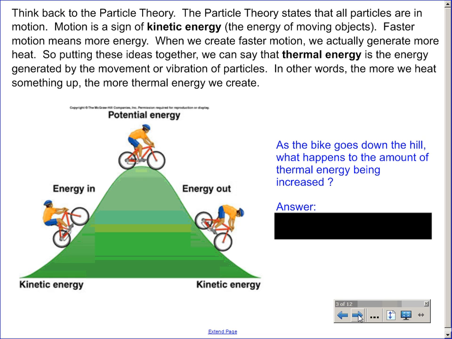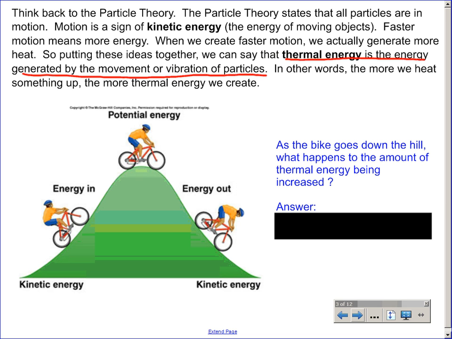So putting these ideas together, we can say that thermal energy is the energy generated by the movement or vibration of particles. That, grade 7, is important. Thermal energy is the energy generated by the movement or vibration of particles. In other words, the more we heat something up, the more thermal energy we create.